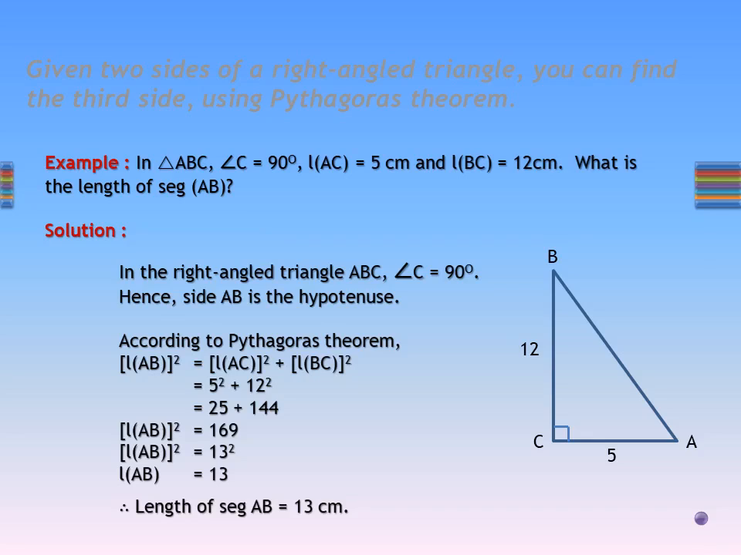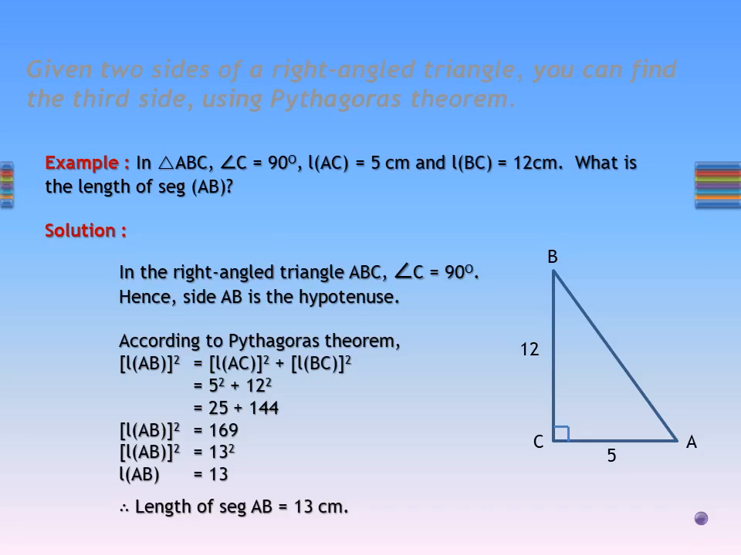So in the solution, first we'll write down what is given. That is, in a right angle triangle ABC, angle C equals 90 degrees and side AB is the hypotenuse. So according to Pythagoras theorem, what does Pythagoras theorem say? Hypotenuse square is equal to the sum of the squares of the other two sides. That is, AB square equals length AC square plus length BC square.